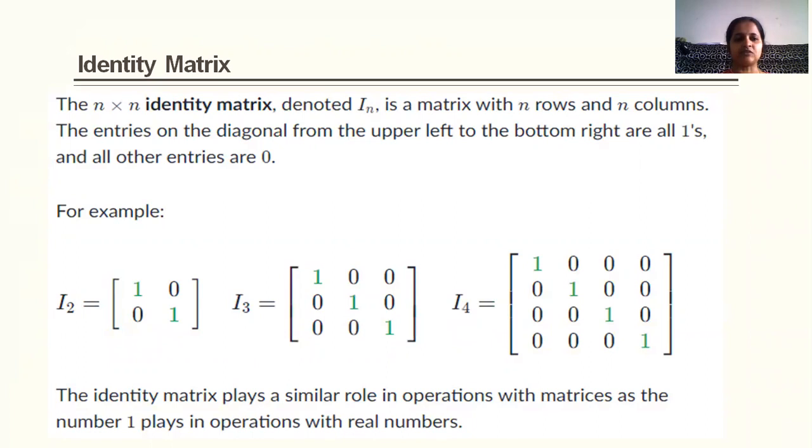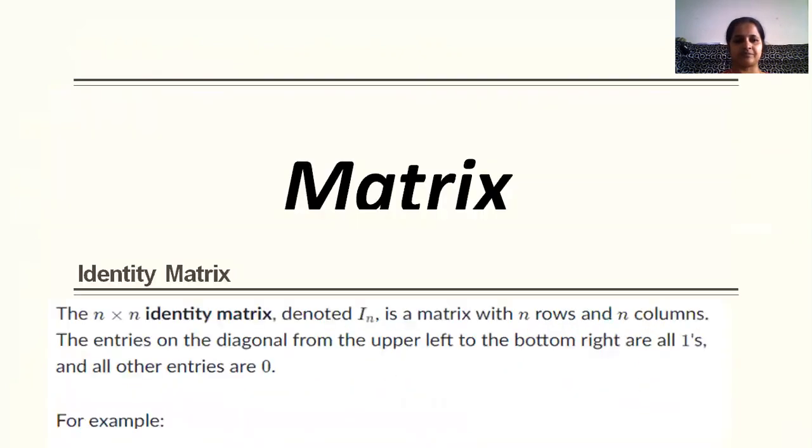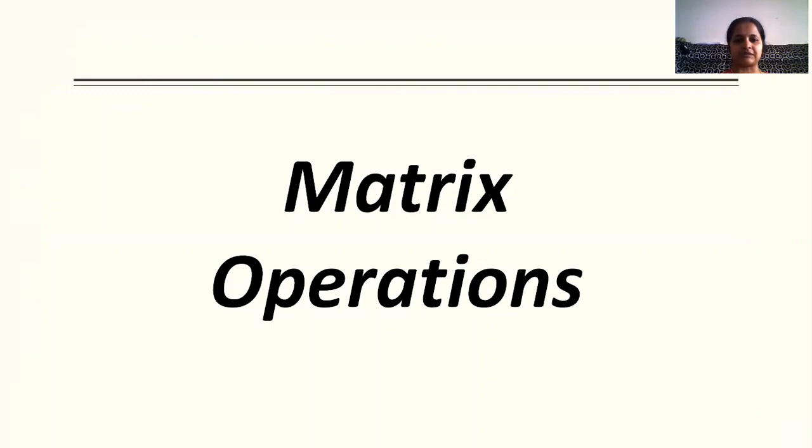Identity matrix. The n cross n identity matrix, denoted by I_n, has n rows and n columns. All main diagonal elements will be 1 and all others will be 0, and it is denoted by I. So I_2 means 2 rows and 2 columns, and it is given as an example. I_3 has 3 rows and 3 columns. Note here, the identity matrix plays a similar role in operations with matrices as the number 1 plays in operations with the real numbers. We will now see matrix operations.